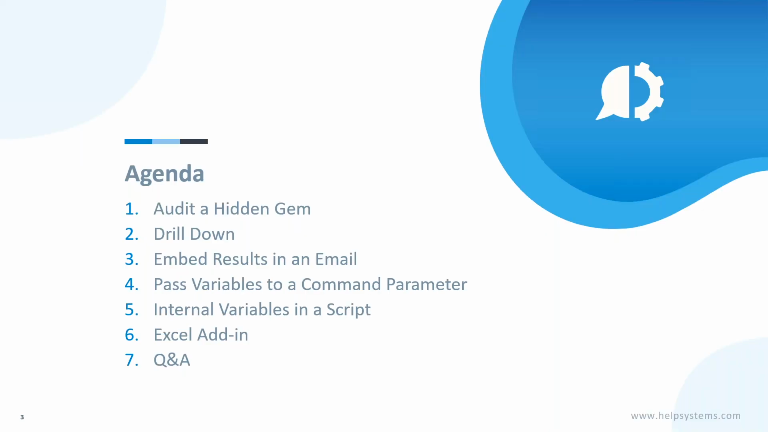Today, we're going to begin by talking about auditing and what a hidden gem auditing is. We'll discuss drill down and the different types of drill down. We're going to show you how to embed results into an email. We're going to pass variables to a command parameter and show you how powerful that can be. Within a script, we're going to talk about using internal variables, which maybe aren't used that often. And then we're going to finish up with the Excel add-in, knowing that everybody does really like Excel results. Then again, we'll have some time at the end for Q&A. This is a 45-minute session, and we should be on target to finish exactly on time.